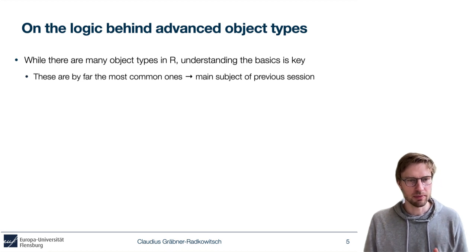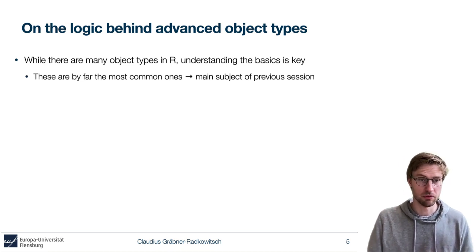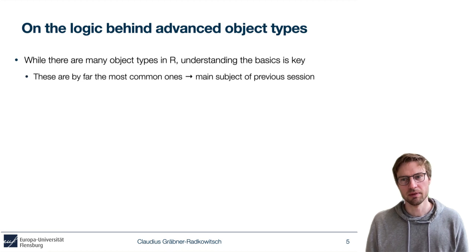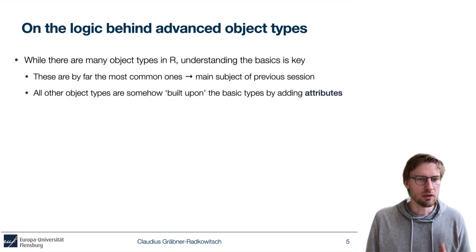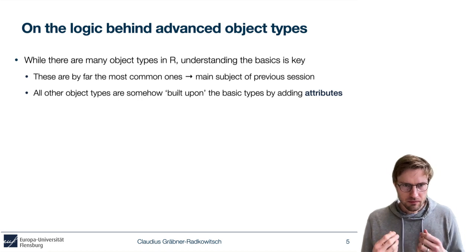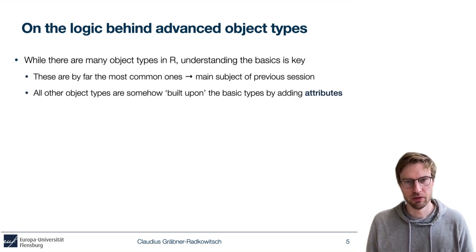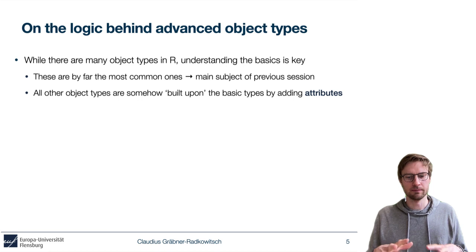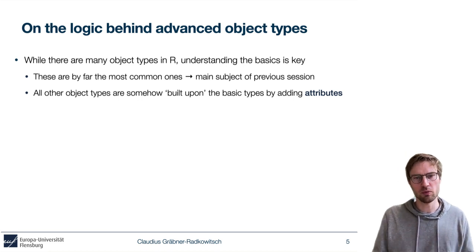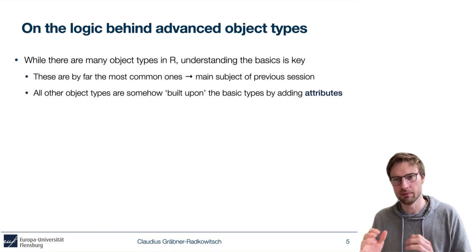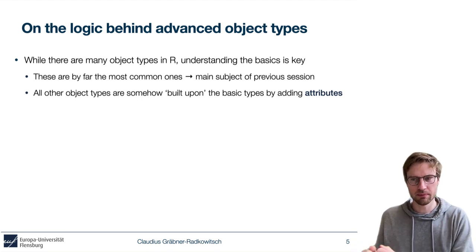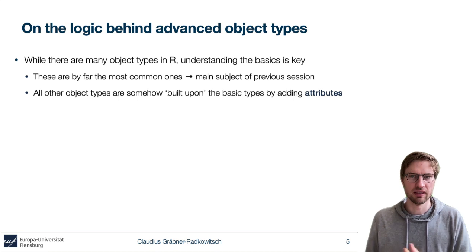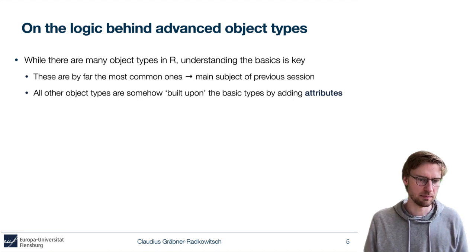This is because these basics are not only by far the most common object types, therefore they were the main subject of the previous session. No, they also form the basis for everything we talk about today. This is because these advanced object types always somehow build upon the basic object types. Technically, you take a basic object type, you add some particular attributes, and this turns it into a more advanced object type. What are we talking about today?